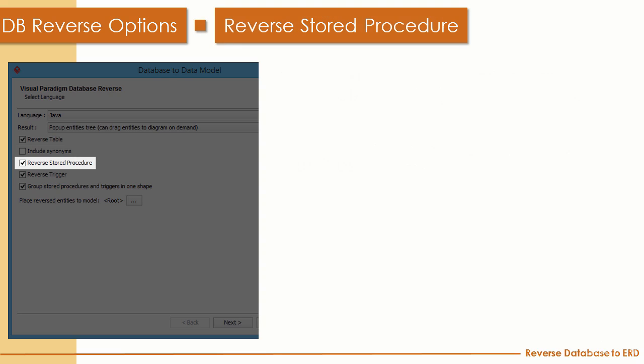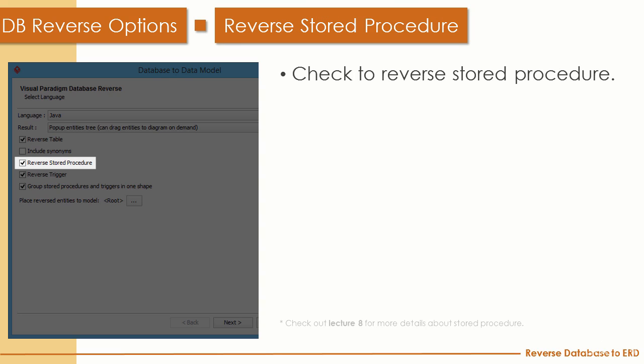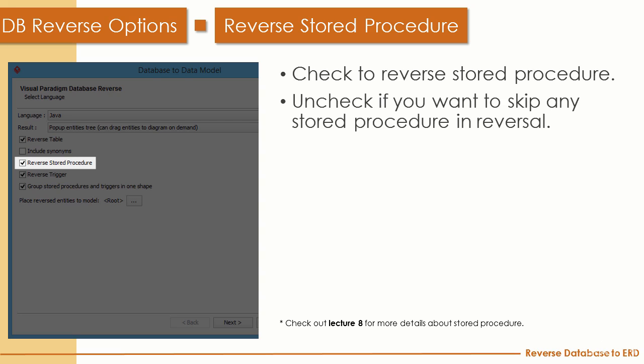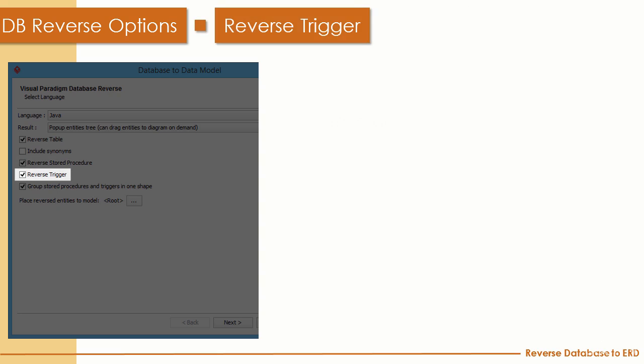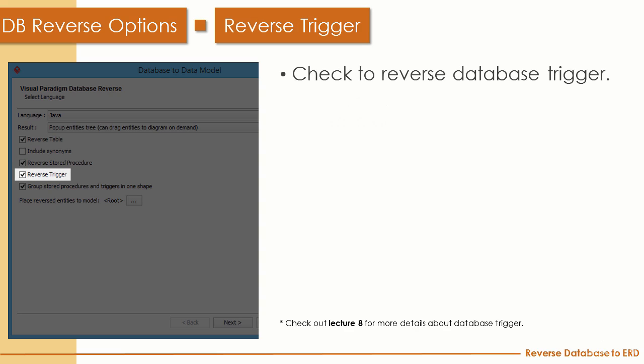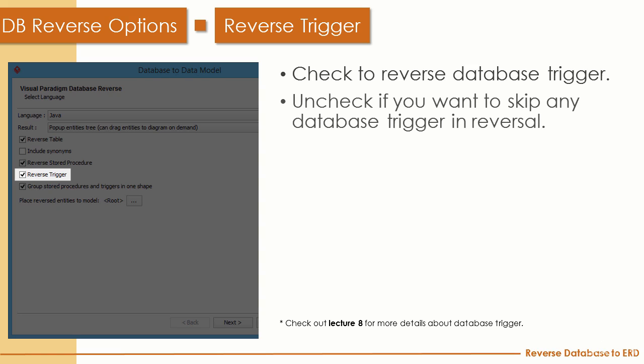The fourth is Reverse stored procedure. You can check this option if you want to reverse the stored procedure. You can refer to lecture number 8 about the detail of the stored procedure. Uncheck this if you don't want to reverse the stored procedure. The trigger is similar. It reverses the database trigger. Again, you can refer to lecture number 8 about the trigger. If you uncheck it, you just skip it.